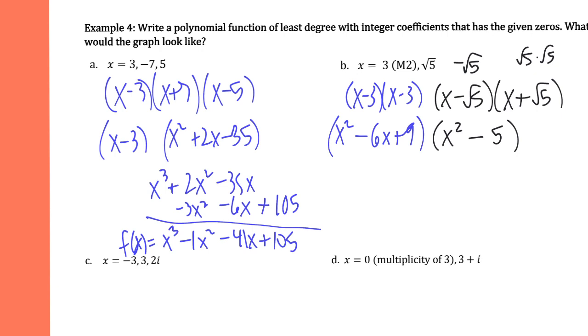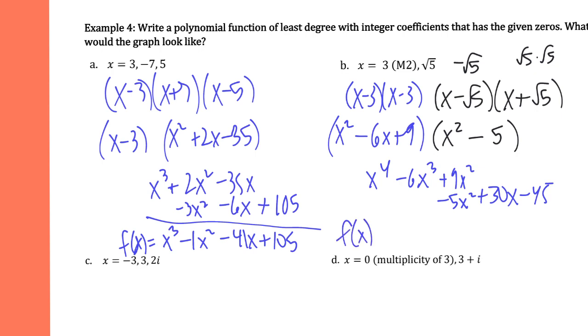Now we have to refoil this out. So we're going to get x to the 4th minus 6x cubed plus 9x squared. And then I'm going to take negative 5 times all those three things. So it's negative 5x squared plus 30x, and then minus 45. So our function is going to be x to the 4th minus 6x cubed plus 4x squared plus 30x, and then minus 45. Okay. So that's kind of cute. Okay. Let's keep trucking.